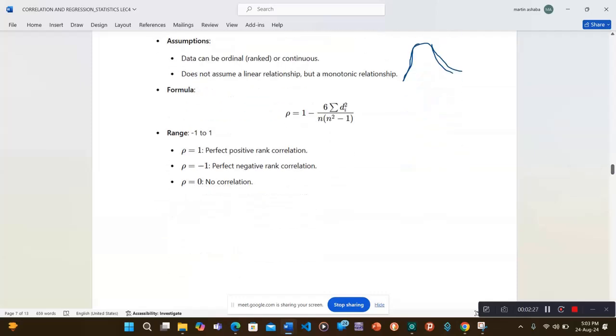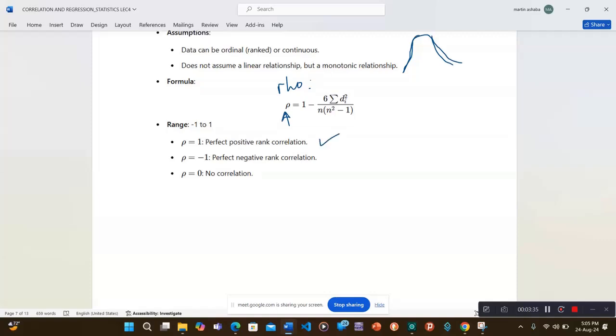So the formula is represented by this symbol. We have symbol rho, and that rho is equal to 1 minus 6 sum of di squared divided by n into n squared minus 1. And this is what we call the Spearman's rank correlation coefficient. D is the difference in the ranks. When it is negative, there is a perfect negative rank correlation. When it is equal to 0, then there is no correlation.